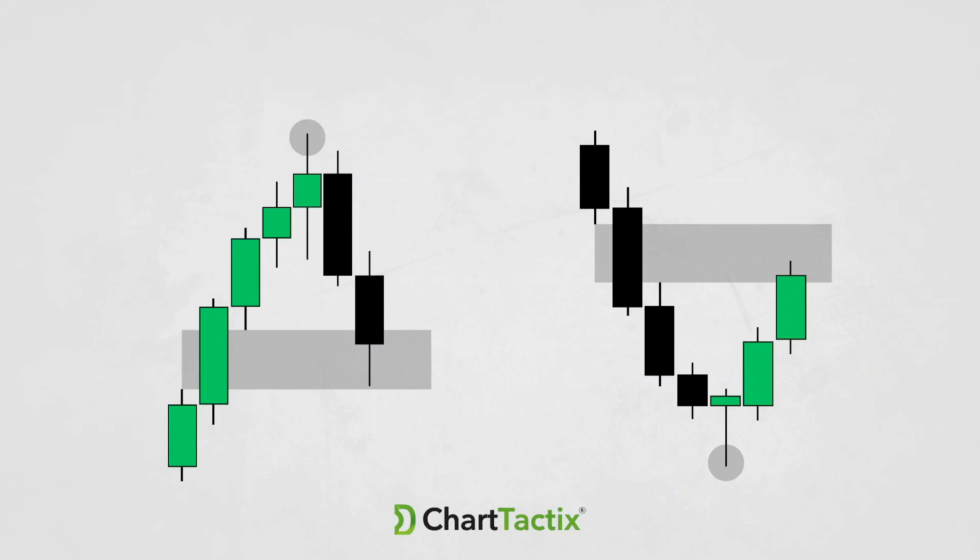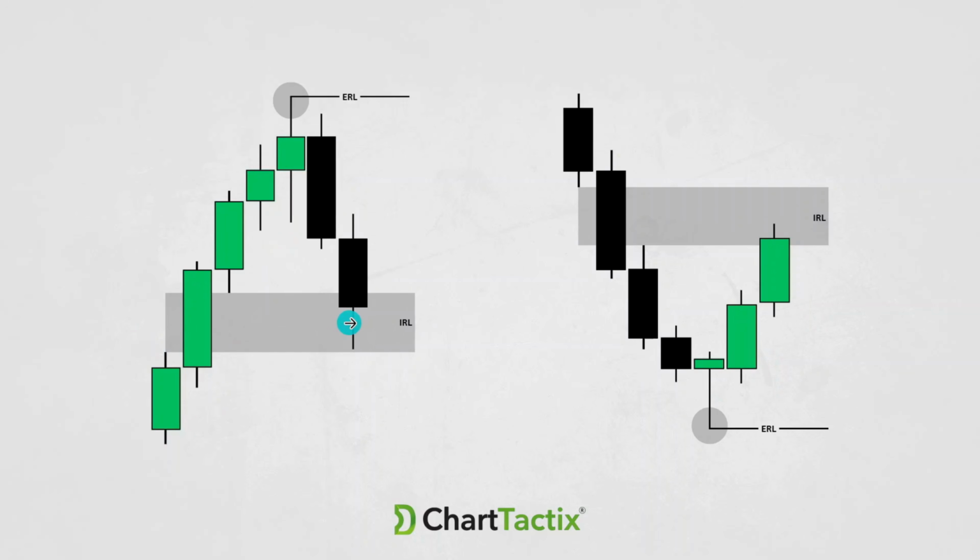Now, when you combine these two concepts together, that is what gives us the concept of internal range liquidity to external range liquidity. The fair value gap right here is our internal range liquidity, and then the swing high becomes our external range liquidity, and this is for a bullish scenario. And for a bearish scenario, the internal range liquidity is a bearish fair value gap, and the external range liquidity is the swing low that price left.